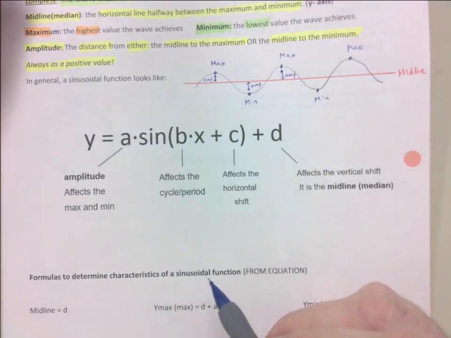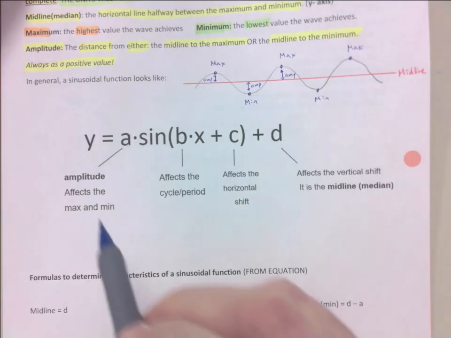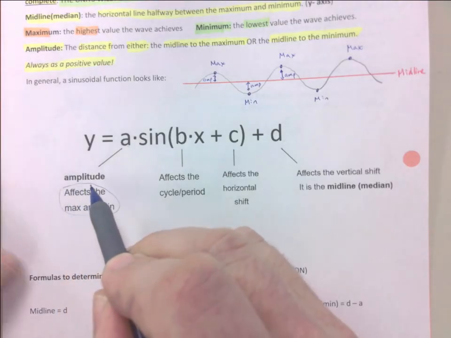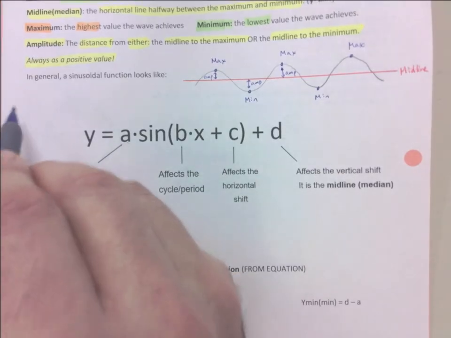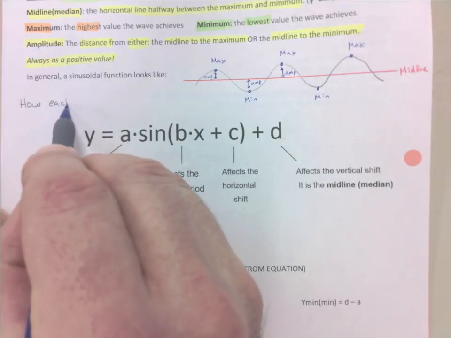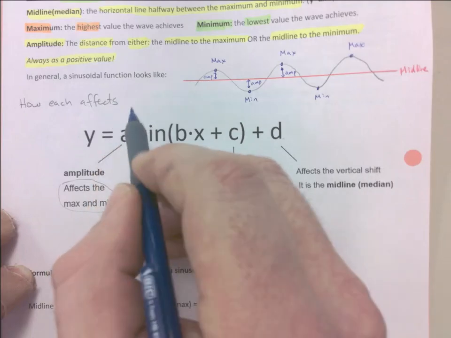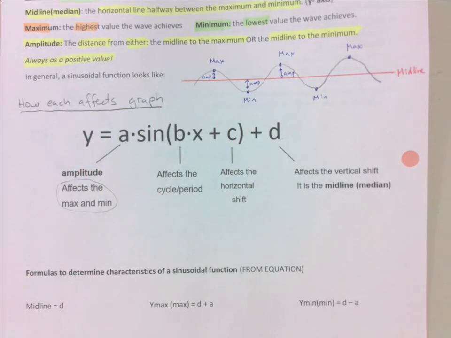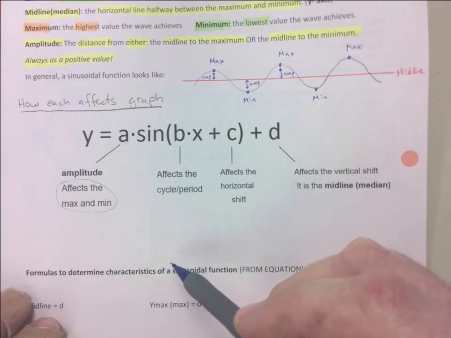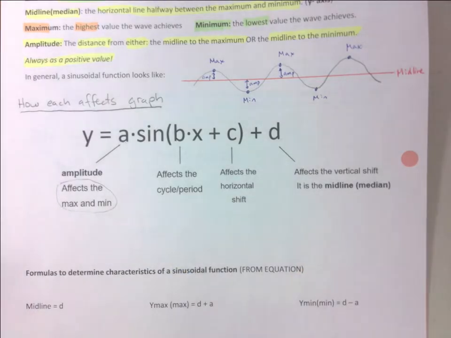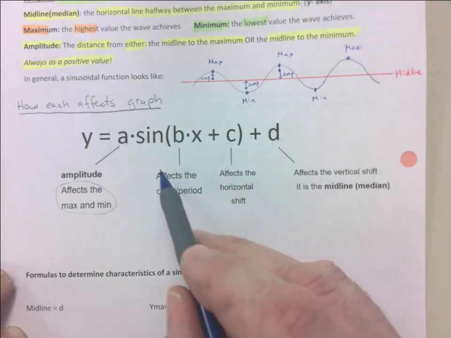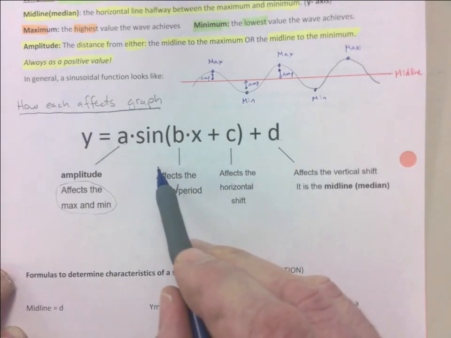Okay, so I want you to have this formula on your study sheet. So the amplitude affects the max and the min, right? Can I just put a little subheading here? How each affects the graph, okay? I'm basically telling you how changing each one of these, the A, B, C, or the D, changes my graph, okay? So the A will affect your max or your min, okay? B affects the cycle or the period. So this one is important here.